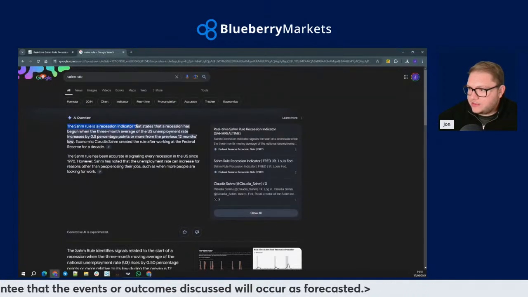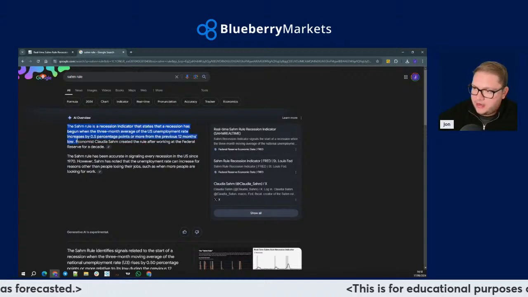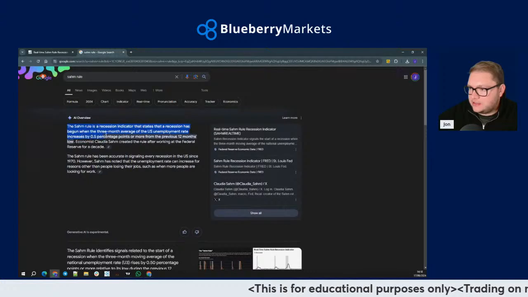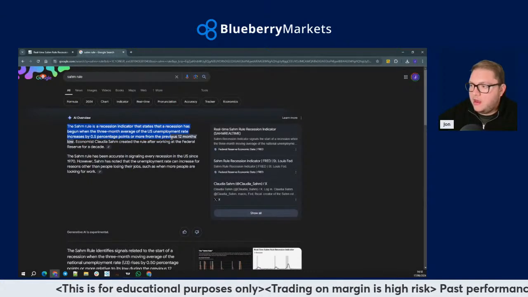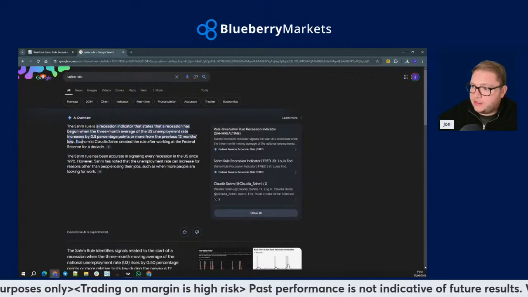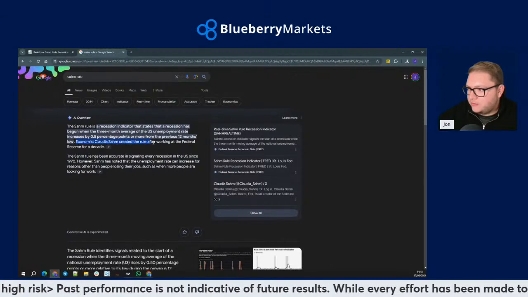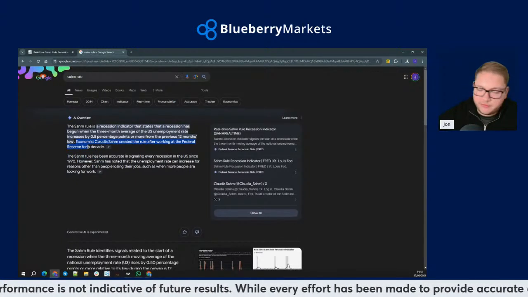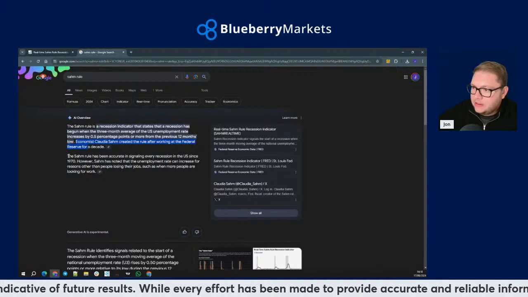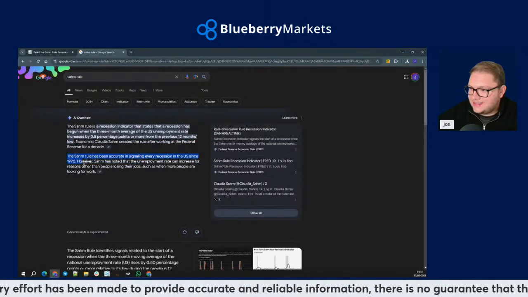Now, the Sahm rule is a recession indicator that states that a recession has begun when the 3-month average of the US unemployment rate increases by 0.5 percentage points or more above the previous 12 months low. Okay, here you go. It was here. I didn't even read this bit. Economist Claudia Sahm created the rule after working at the Federal Reserve for a decade, right? The Sahm rule has been accurate in signaling every recession in the US since the 1970s.